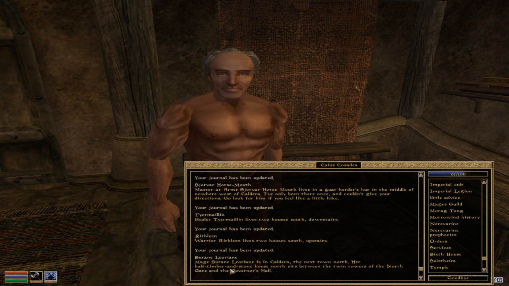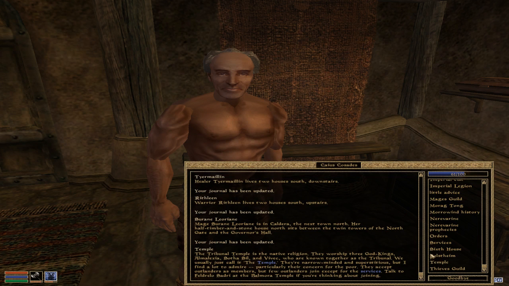Her half timber and half stone house north sits between the twin towers of the north gate and the governor's hall. Temple. The Tribunal Temple is a native religion. They worship 3 god kings, Almalexia, Sotha Sil, and Vivec, who are known together as a tribunal. We usually just call it the temple.